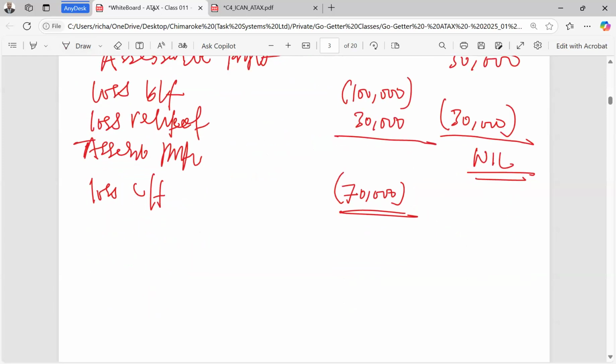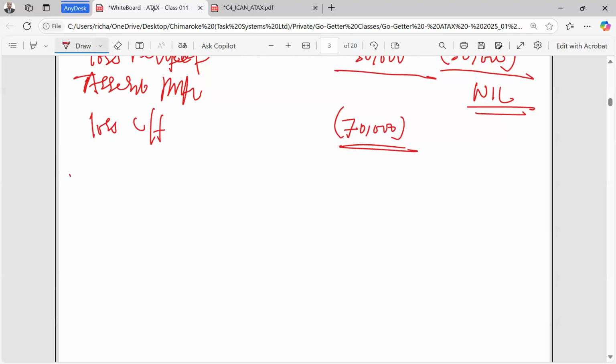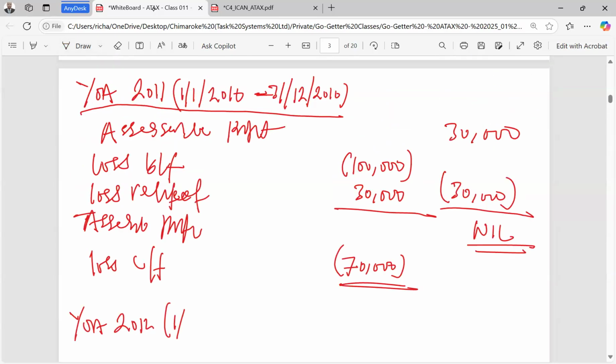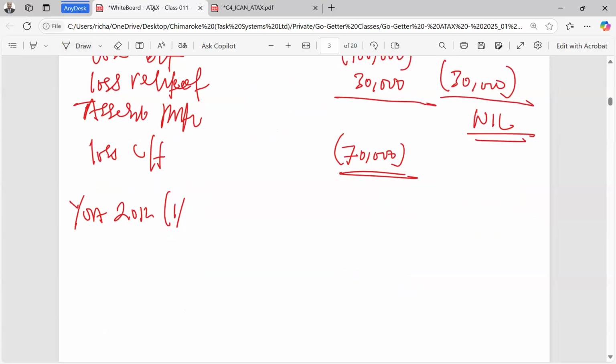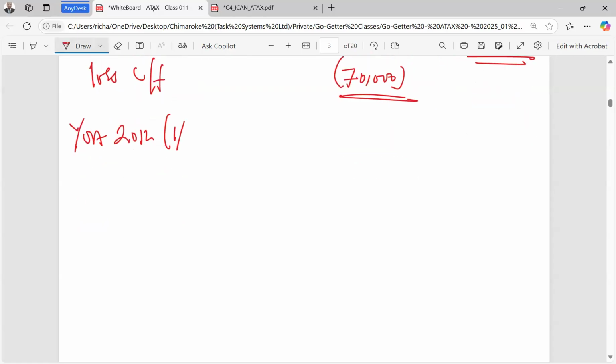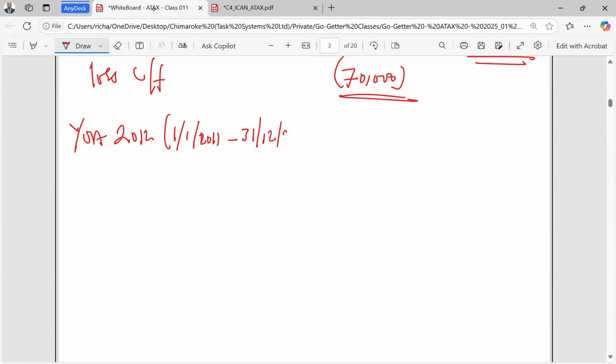You go up again in 2012. This is year of assessment 2012, going to be January 1. Now this is preceding year basis. Let me write it down here. For the third year and subsequent years, it is going to be preceding year basis. So that is how the old regime was. Now in 2012 it is going to be preceding year basis. So this is 1/1/2011 to 31st 12/2011.